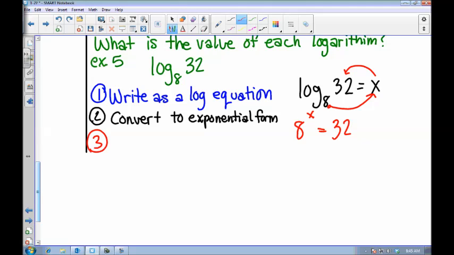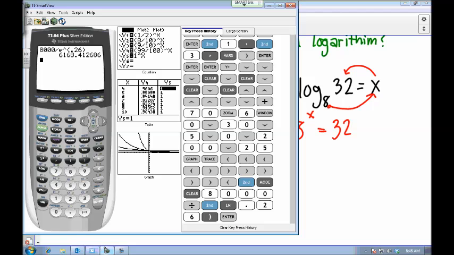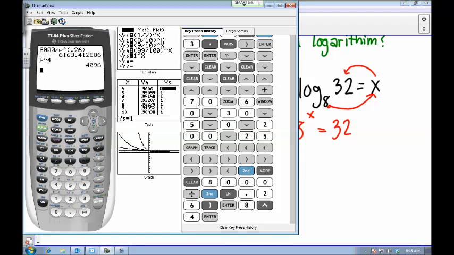Okay, now who knows what value of x would make 8 to the x equal 32? 8 to what power equals 32? Because if we knew that, we would be done. 8 to the 4th power? That means 8 times 8 times 8 times 8. I think that might be a little too large, don't you think? 8 to the 4th power is 4,096.